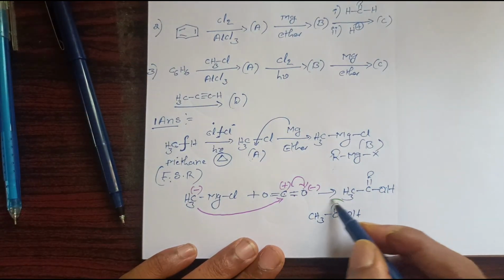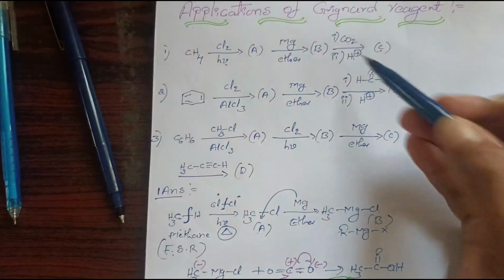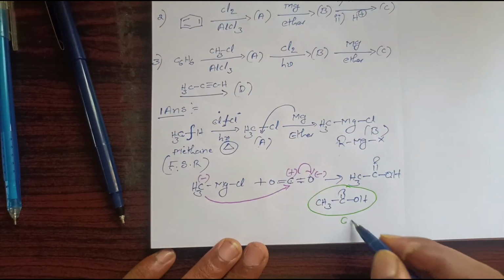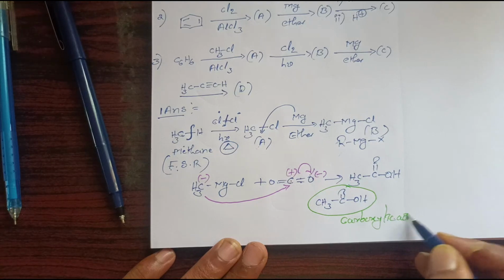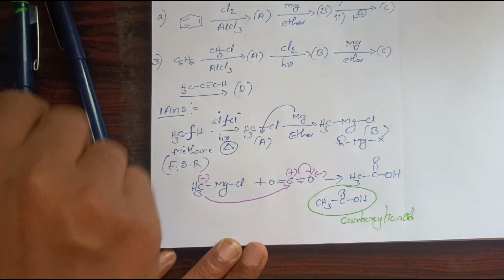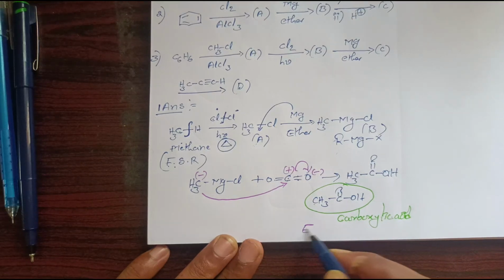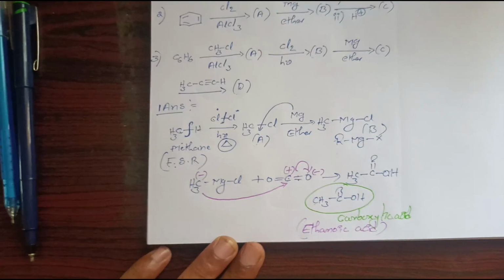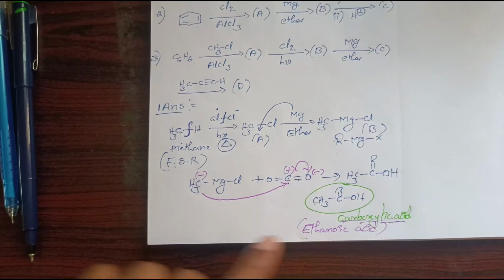So Grignard reagent on reaction with carbon dioxide, the product is what? Carboxylic acids. What is the IUPAC name of this molecule? Two carbons are there, carboxylic acid. What is that name? Ethanoic acid. Questions may ask for IUPAC names of the product also. So Grignard reagent reacts with carbon dioxide, and the product is carboxylic acid.